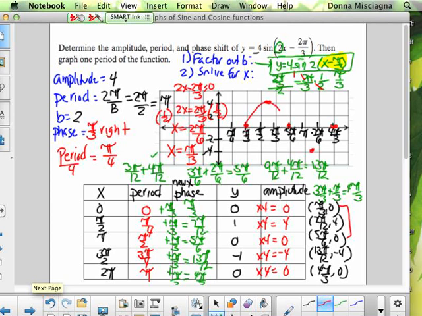So now you can really see the phase shift. Our graph is starting in a new location. I kind of missed my point there, but it's okay. And then let's do the domain and range. Nothing changes the domain, all real numbers, and the range, we're oscillating between -4 and 4.